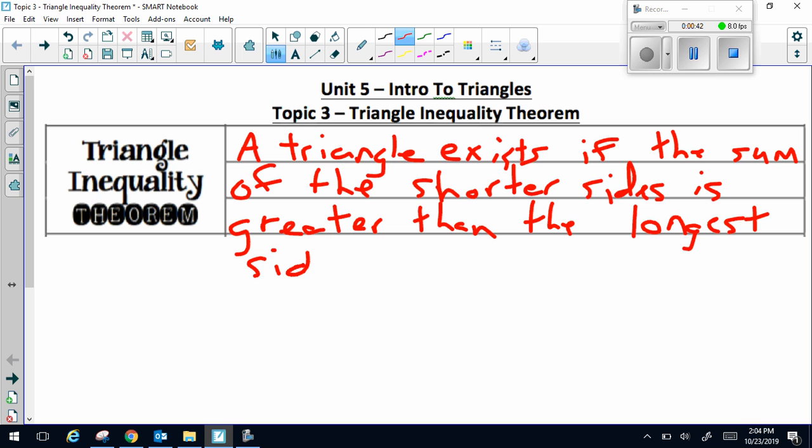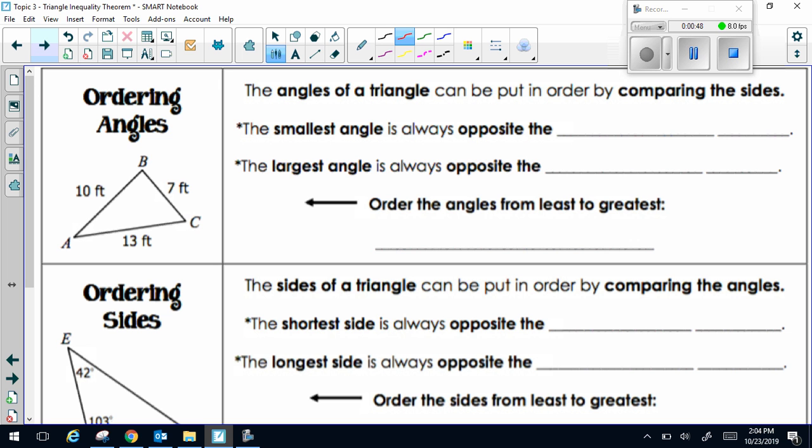So it basically allows us to identify triangles without actually knowing much information about them. We can order triangles by angles and by side lengths from smallest to largest, or largest to smallest, depending on what they ask for. The smallest angle is always opposite the shortest side, and the largest angle is always opposite the longest side.